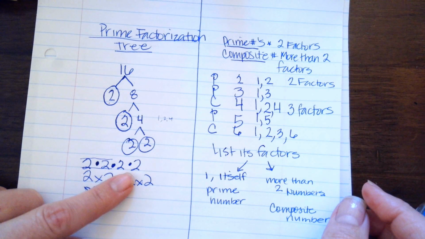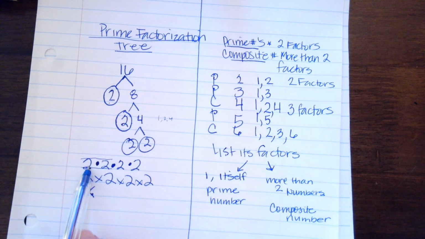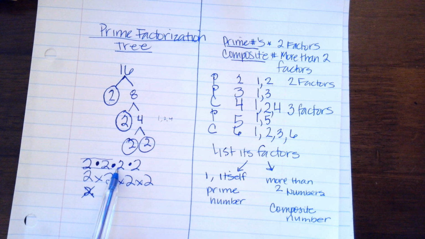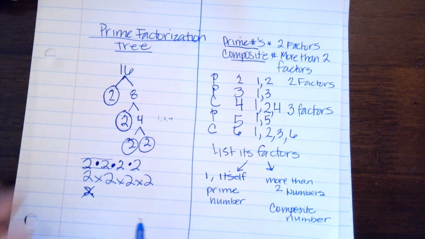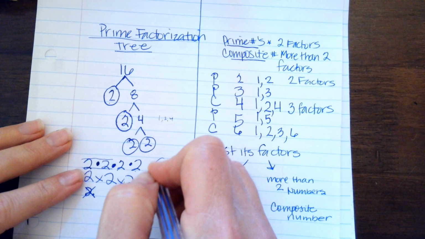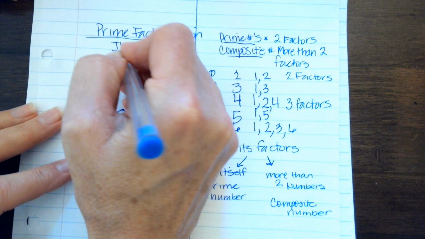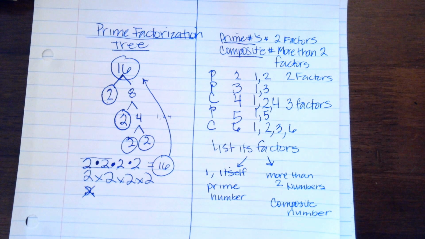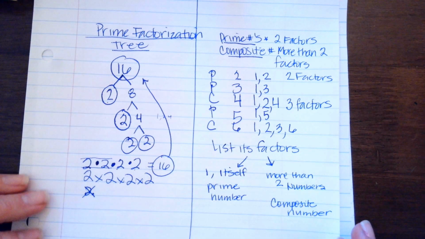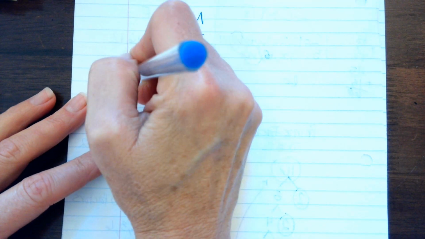So if we multiplied this out, 2 times 2 times 2 times 2, what would we get? So 2 times 2 is 4, times 2 is 8, and 8 times 2 is 16. So we just check it to make sure that this is the number that we started with. Is it the same? If it's the same, you did it right. If it's not the same, then you made a mistake. Does that make sense to you, Cade? Mm-hmm.